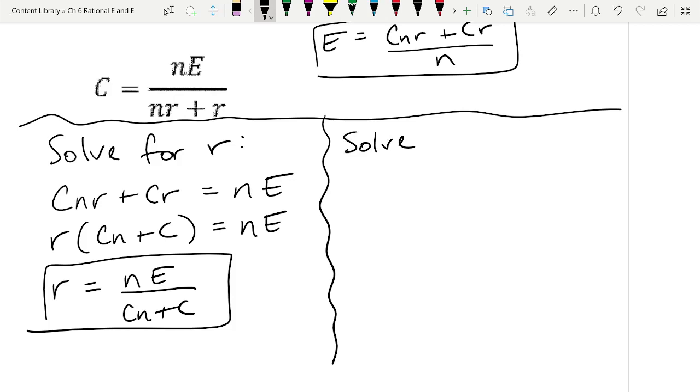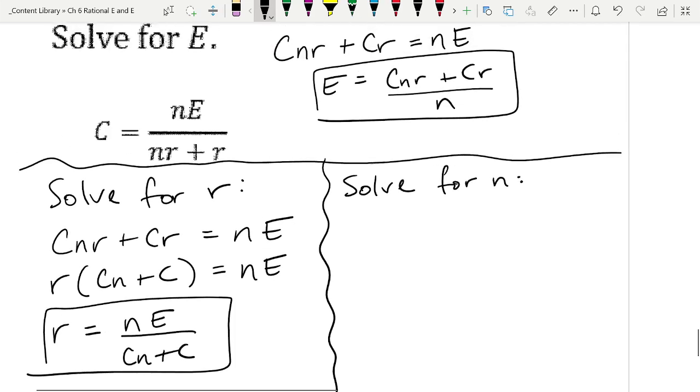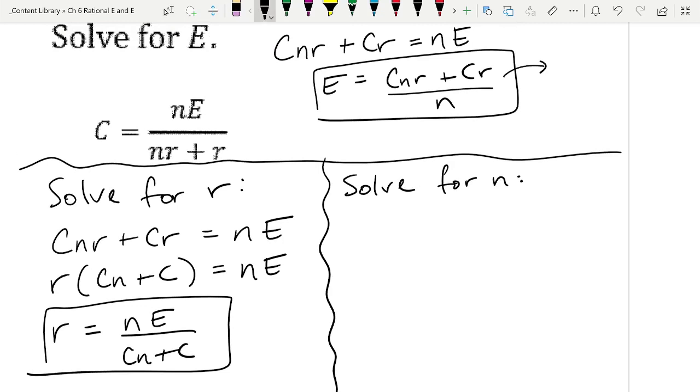All right, and then this one might be the toughest of the three. What if I wanted to isolate n? Question? Yeah, you could. The question is, is it okay to still have brackets? If you wanted to leave your answer as c r times n plus 1 over n, that's the same answer.